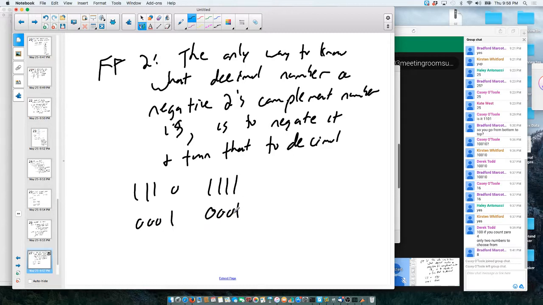Oh, look at 17. 000 plus 1, 0001, and that's 17, which means that was minus 17. But there's no 2's place and 4's place and 8's place kind of thing with negatives. To figure it out, you have to make the positive version and figure out what that is. Okay.